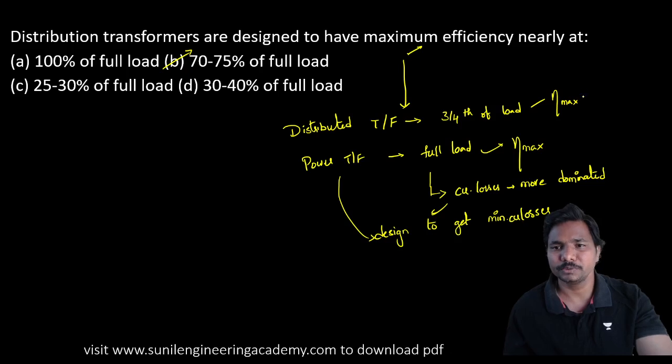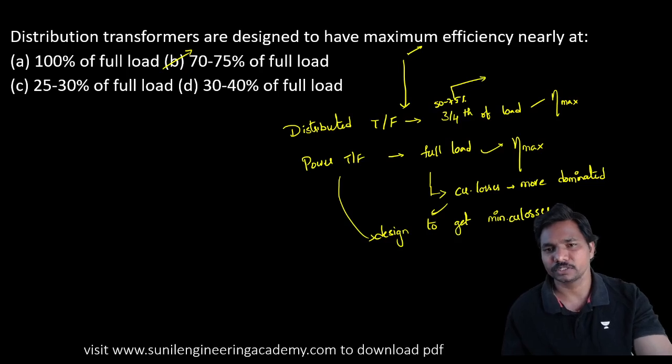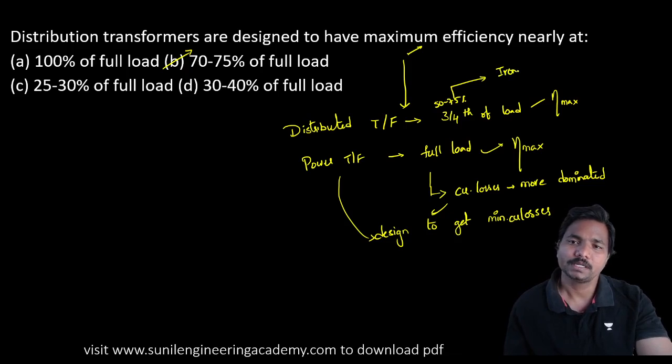In the same way, distribution transformers are generally at 50 to 75% of the load. So in this case, if it is 50% or 60% load, then iron losses are more dominant.